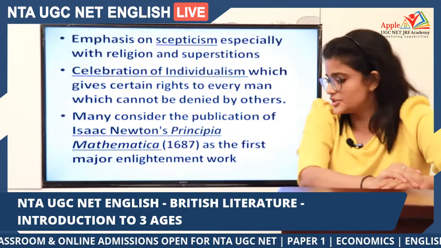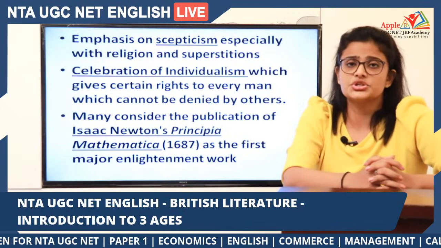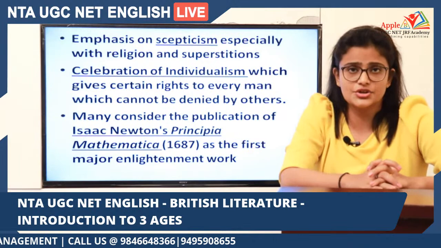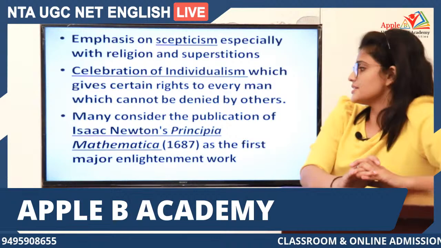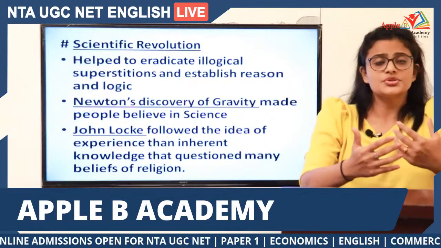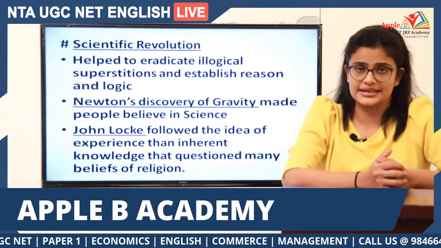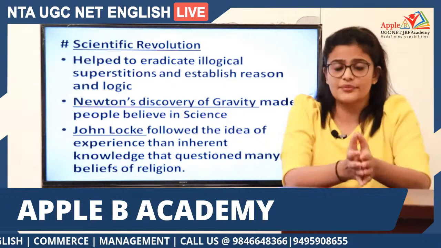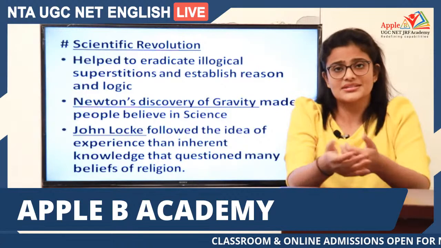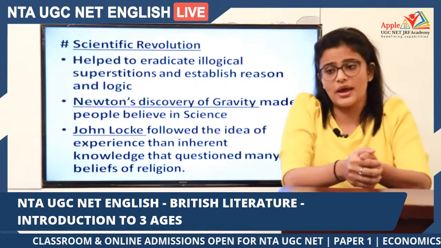And again, as I said earlier, this is a time when there was a great conflict between science and religion. You also have to remember that this is a time when people started to have faith in science. One of the main reasons was Isaac Newton, and his principal work, Principia Mathematica, was considered one of the first major Enlightenment works, because Isaac Newton's book and his discovery of gravity inspired and influenced people and made them believe in science. Till then people believed in religion without questioning, but when science came to the platform, people started to question everything and view everything with skepticism. And thus it led to a scientific revolution.